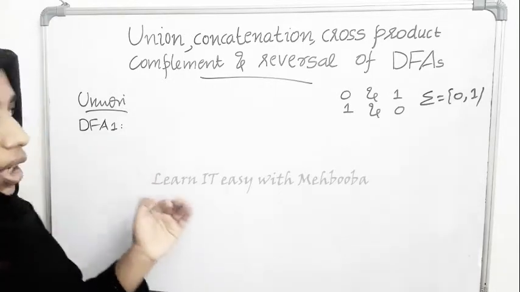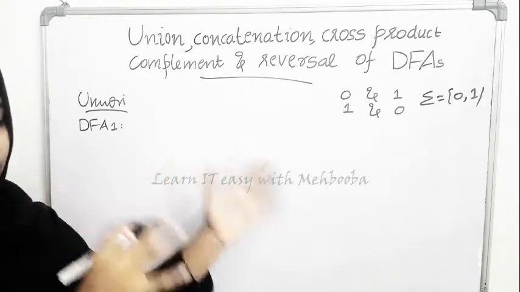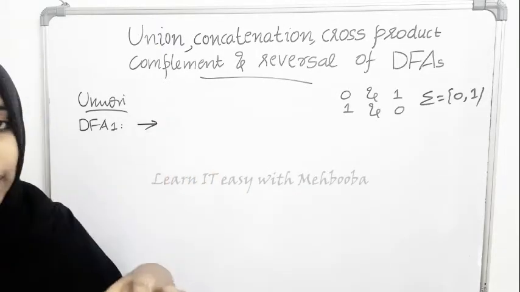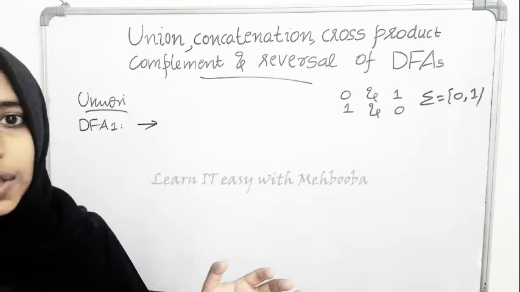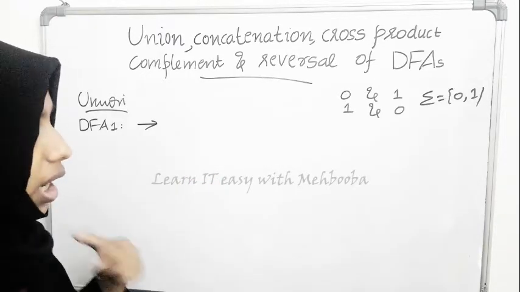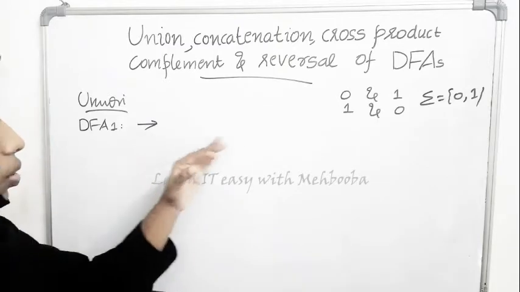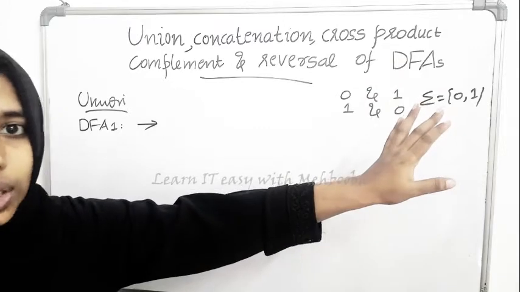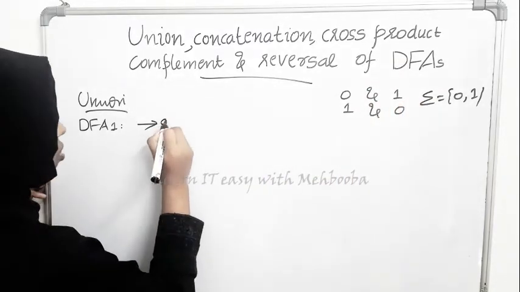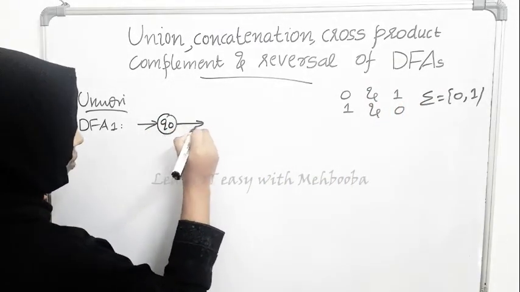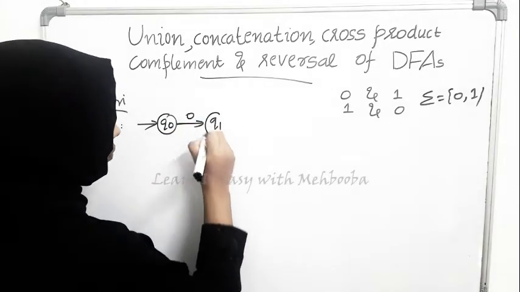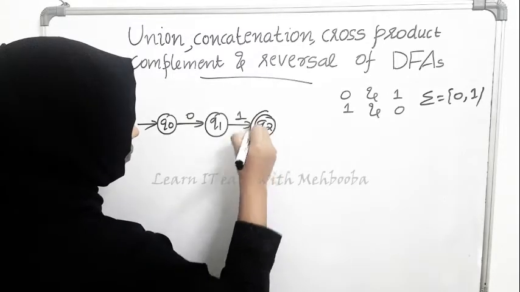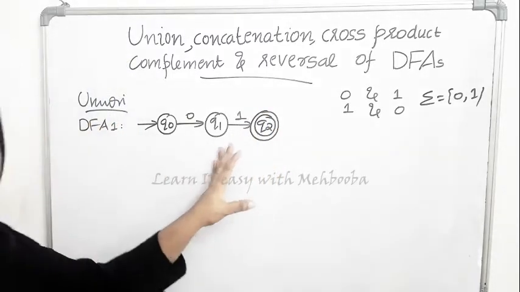So DFA 1 will accept all the strings that are starting with a 0 and ending with a 1. We will always design the DFA by drawing it for the minimal string, as I have said in the previous videos. The minimal string that starts with 0 and ends with a 1 is 01 itself, isn't it? So draw the DFA for 01 first. Okay, so this is the DFA for 01.